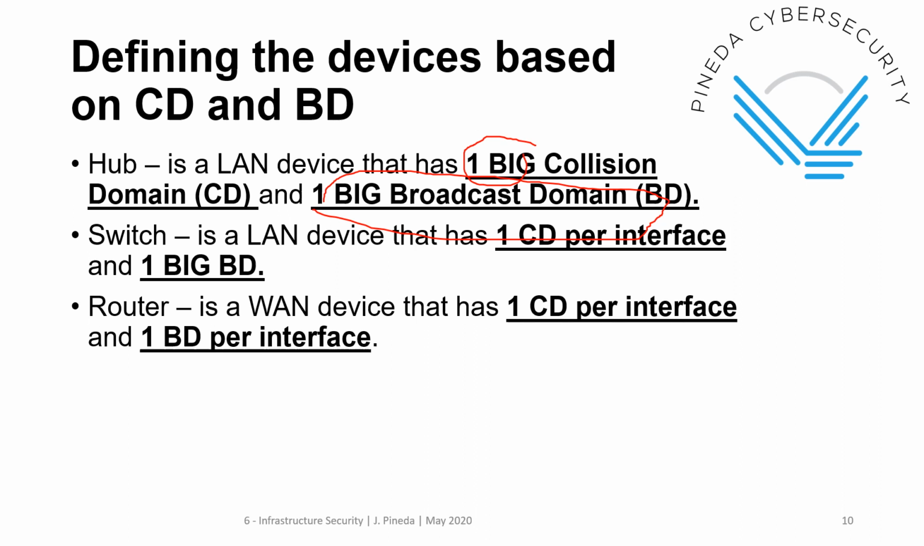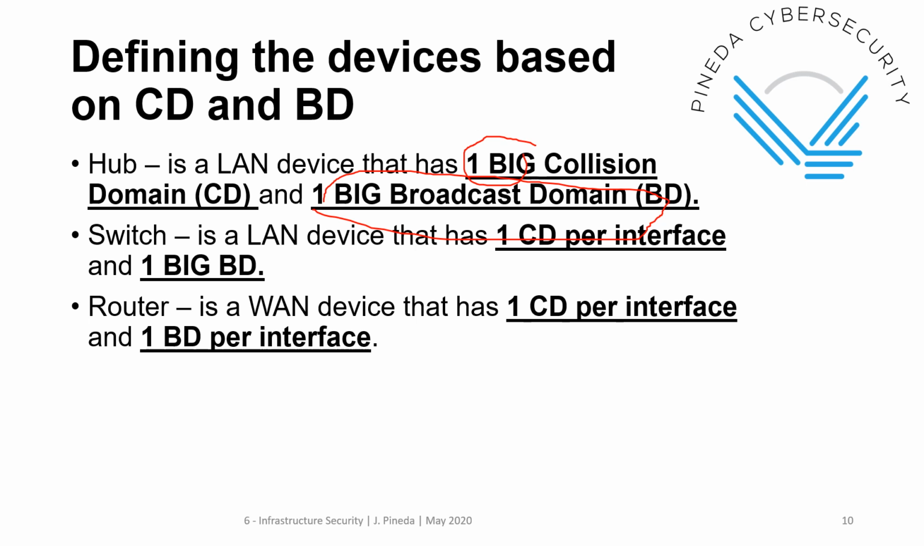And when we say one big broadcast domain, it has one big broadcast domain. That means that when the device sends a broadcast, all other devices will be able to receive it. And for the router, it is one device.